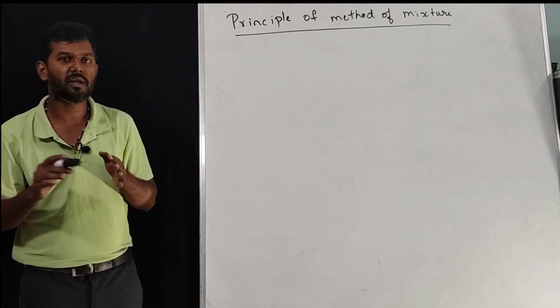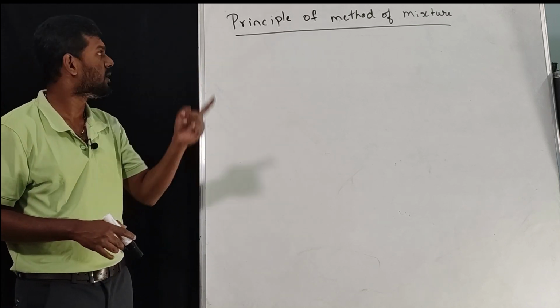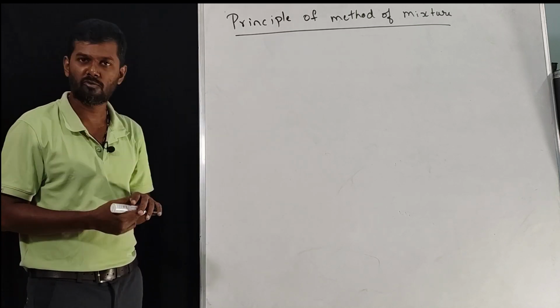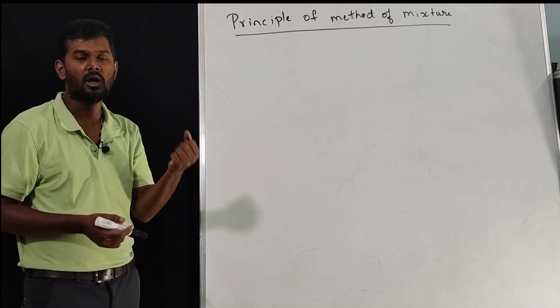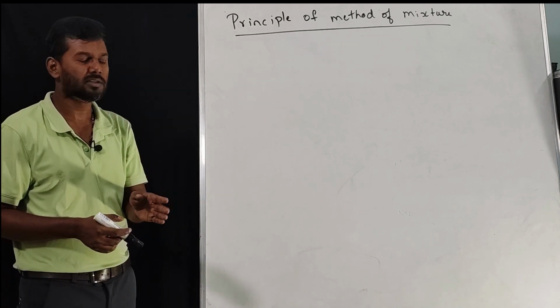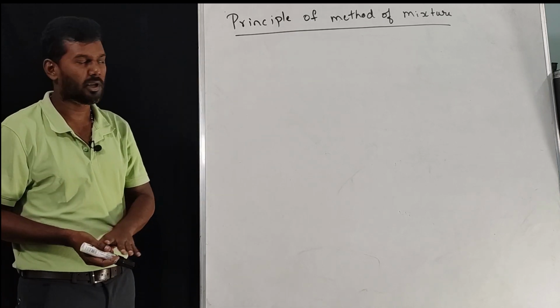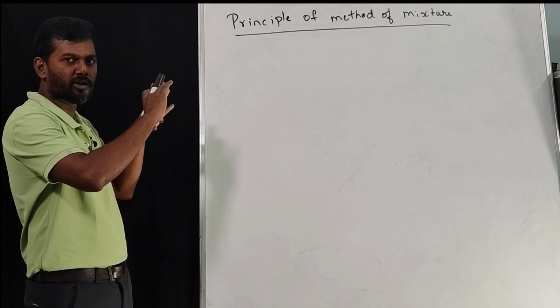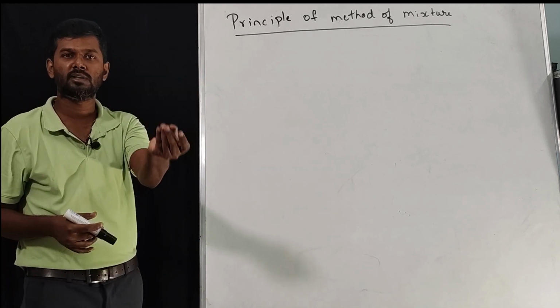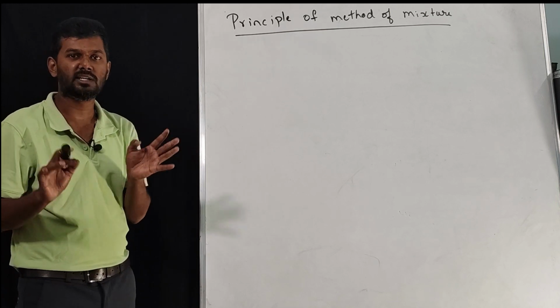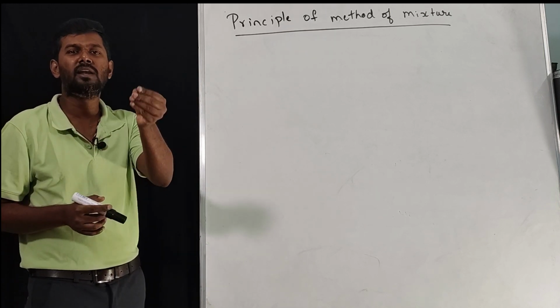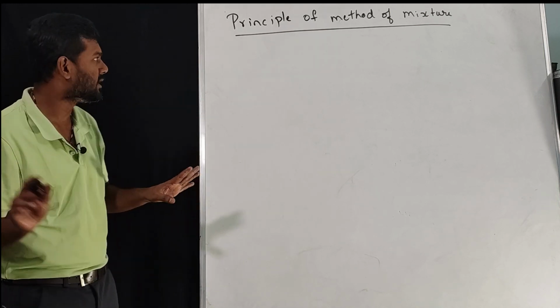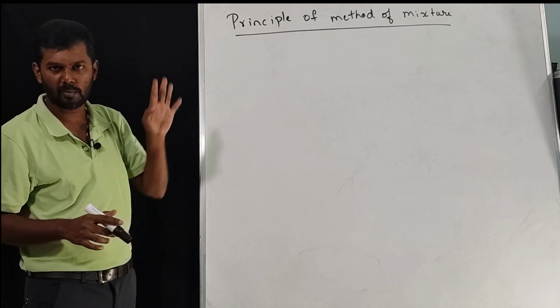Now we'll talk about a very important thing in this chapter, that is the principle of method of mixture. Why is this important? Because 4 mark or 3 mark numericals will be based on this only. It is very simple. First you need to understand the concept, then substitute the values and get the answer. But the calculation will be a little huge compared to other chapters.